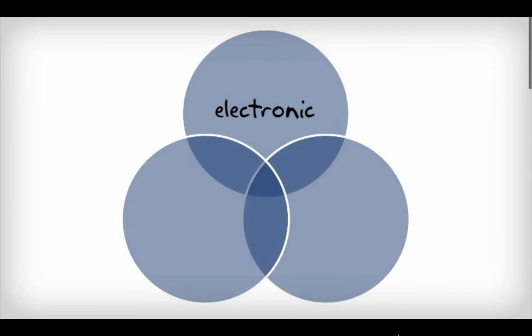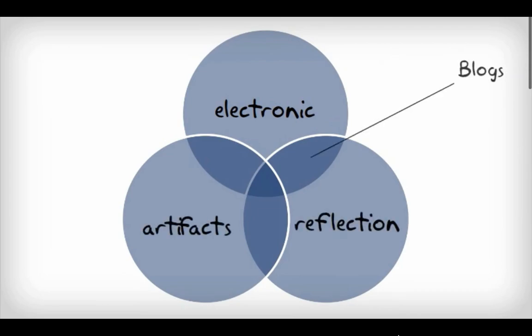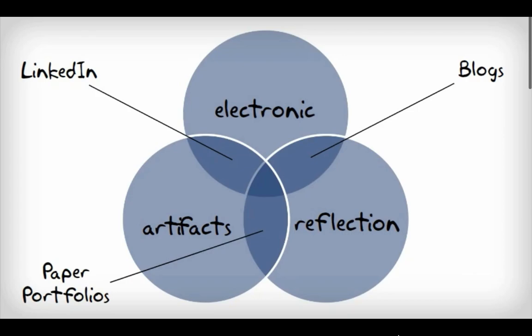E-portfolios are electronic and contain both artifacts and reflection. Blogs, professional online sites such as LinkedIn, and paper portfolios only contain two of these elements. However, e-portfolios contain all three. They're right at the center, in the sweet spot.